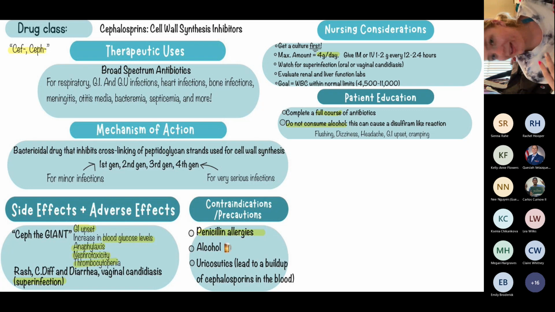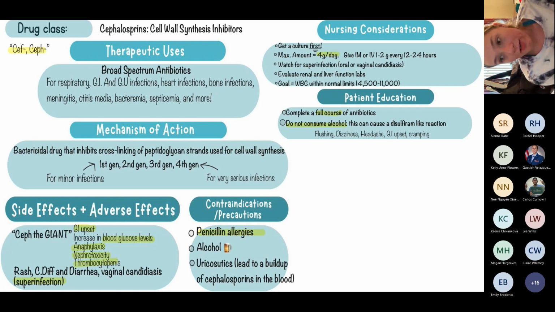Now we have the sister med, our cephalosporins, okay? I like to call them Seth the Giant, and they've got some pretty nasty side effects. We can see some increases in glucose. They're pretty nephrotoxic, and they can actually cause thrombocytopenia. That's like the T in giant, okay? So really, if my patient is on a cephalosporin, I really want to make sure that I'm watching their platelet counts. I'm watching their red blood cells. I'm watching all of that, because we know that these medications can kind of interfere with that.